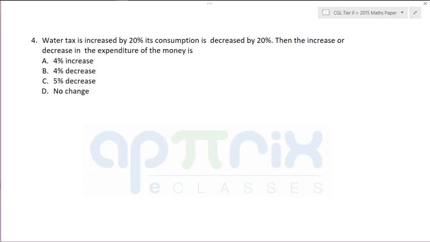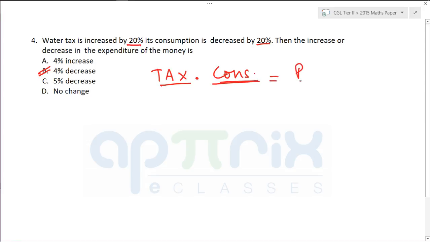Question number 4 says, water tax increased by 20%, its consumption is decreasing by 20%, then the increase or decrease in the expenditure of money. It is a well-known case. That answer is going to be 4% decrease. This is a case of successive percentage change, right? It is simply tax into consumption, right? So if you change tax or you change consumption, both will change the product. If I define the product to be P, or expenditure, whatever you call it.